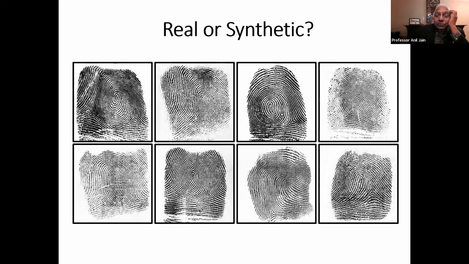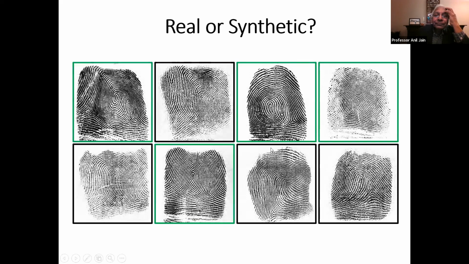So I want to show you that these synthetic images are really difficult to tell apart. I have a panel here of 8 images. Which one is real, which one is synthetic? And if you click again on it, you will see. Can you please click on the slide? Go to the next slide. The ones shown in green are the real images and the others are synthetic images. Next slide, please.